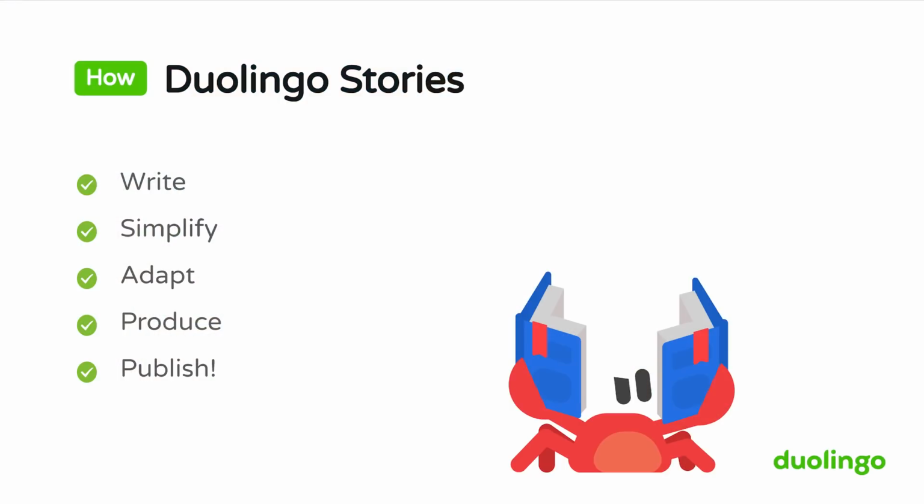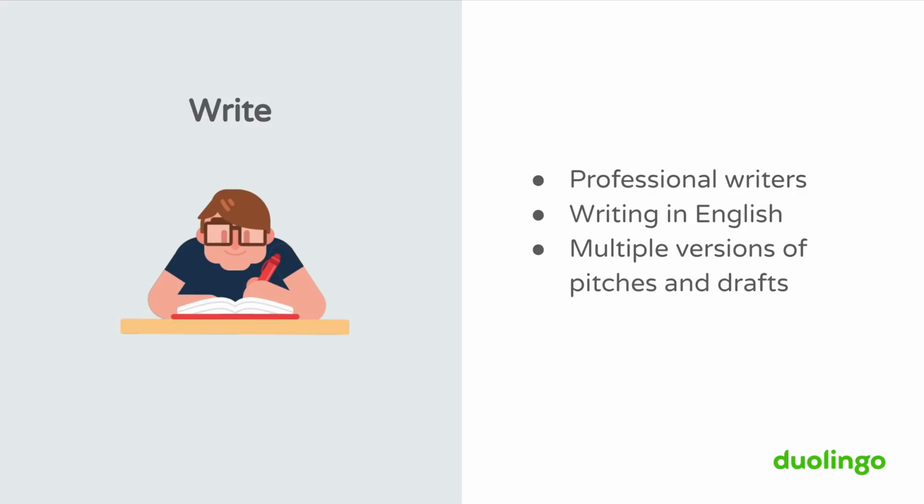But what you see here now are the 5 steps that any story goes through in the process, from very initial idea to something that shows up on your phone that you get to enjoy. And those steps are writing, simplification, adaptation, production, and then the publishing itself. So we'll talk about each of these here.